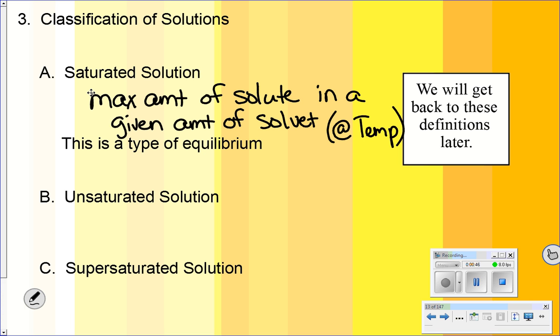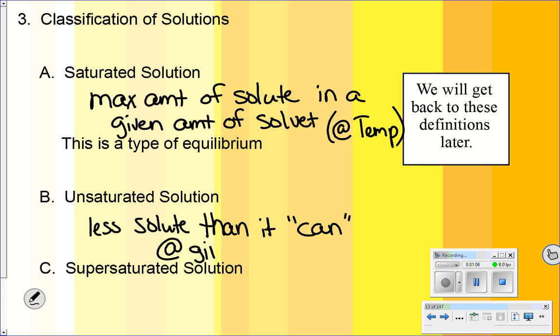An unsaturated solution is holding less solute than it can, in quotes, at a given temperature. In other words, this means you can actually put more solute into that solution, or dissolve more solid into that given amount of liquid.